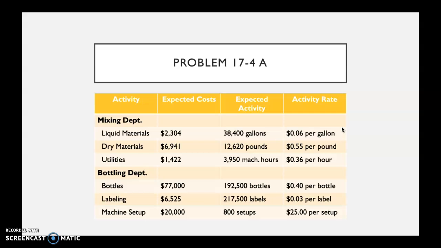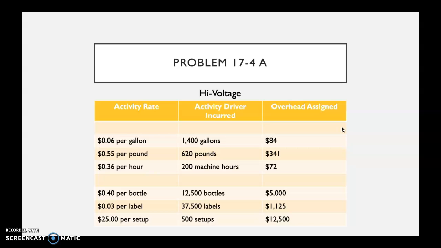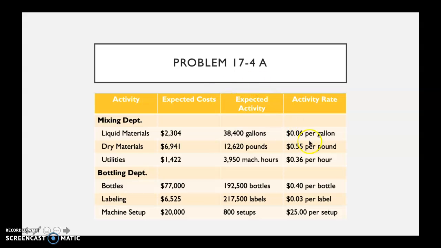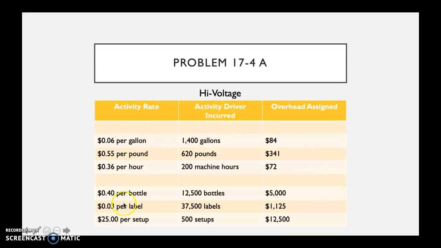So now that we have the 6 activity rates, we are going to figure out the cost for each one. This first column on the left is all the same information from the previous slide, the far right-hand column. So see 6 cents, 55 cents, 36 cents, etc. That is all here. Now we're going to break it down into the 2 drinks. The first drink is High Voltage, and that gives us how much activity is incurred for High Voltage.